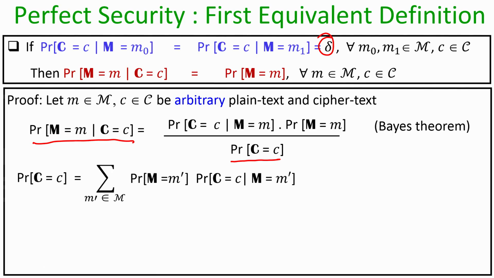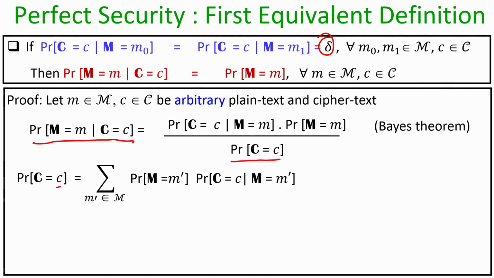Now, the probability that your ciphertext is little c is going to be this summation. This summation states that you take all possible messages from the plain text space and find out the probability that the message is that candidate plain text, namely M dash, and given that the message is M dash, what is the probability that M dash is encrypted to c. That will give you the probability distribution over the ciphertext being little c, right.